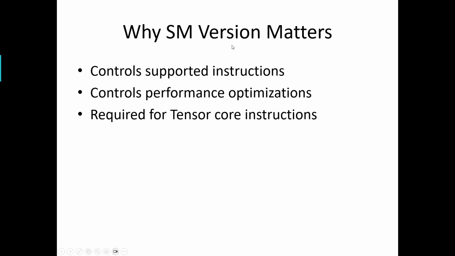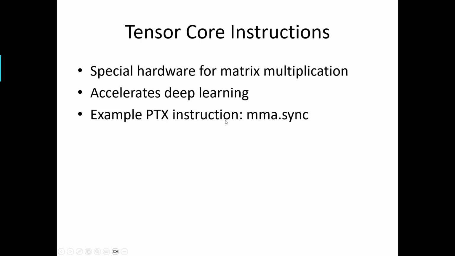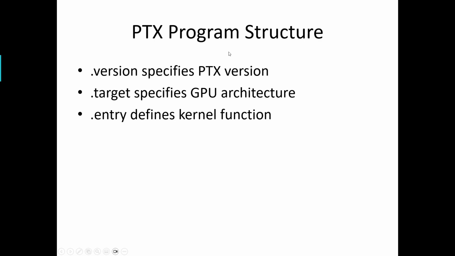Why does the version of a streaming multiprocessor matter? It controls supported instructions, controls performance optimizations, and is required for tensor core instructions. Tensor cores are special hardware for matrix multiplication that accelerates deep learning, and we're going to see an example of this code in PTX instructions later on.